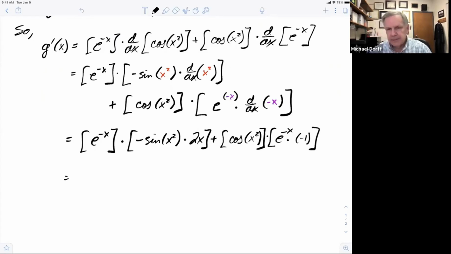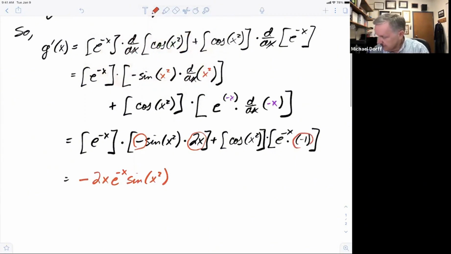All right, so let's simplify. Let's write these things together. I'm going to take this negative sign here and put it out front. So I have a negative there, and it's often common to put the 2x up front next. And so then I'm going to have e to the negative x sine of x squared. And on the second part, I've got a negative, so I'm going to put that out front. So negative, and then I'm going to put the e to the negative x out front, and then the cosine of x squared. All right, that's a perfectly fine answer.